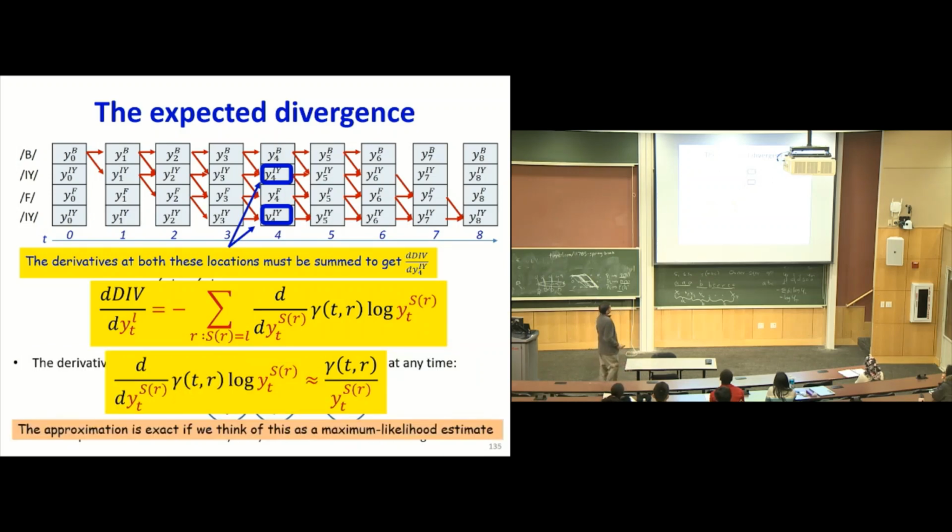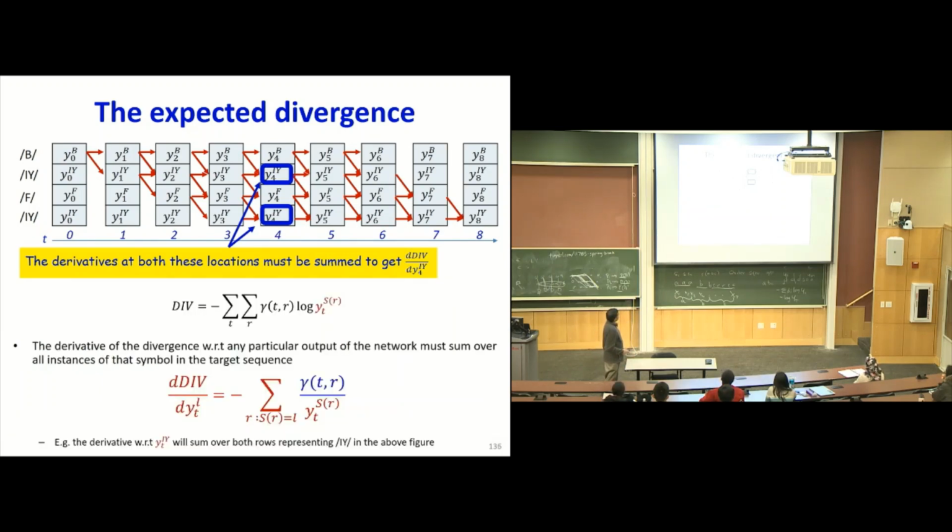And so the approximate derivative is simply the ratio of the gamma at each time to the probability assigned to the symbol at each time, right? Which makes the entire derivative very simple, right? The derivative of the divergence with respect to the probability assigned to any symbol at each time is simply going to be the sum over all instances of that symbol in the column times the gamma assigned to the symbol divided by the probability assigned to the symbol, minus of that.